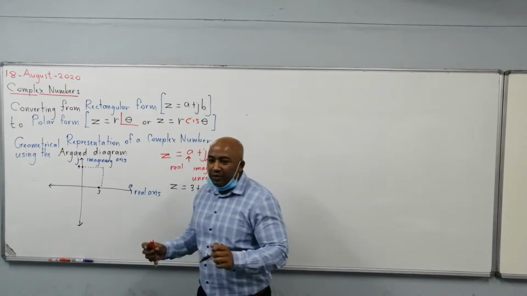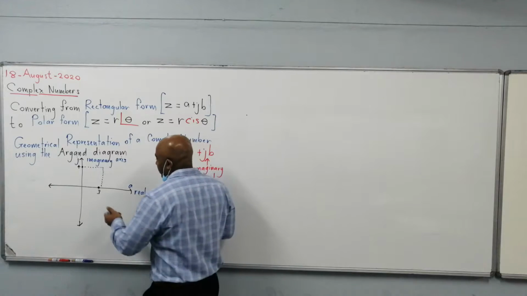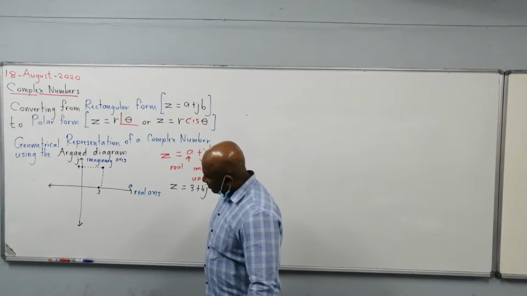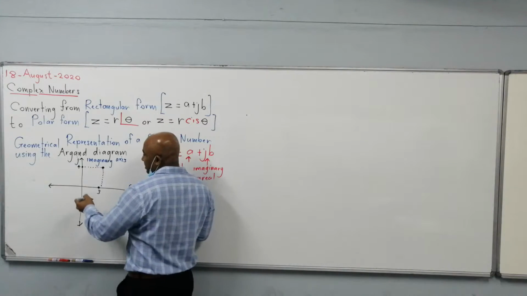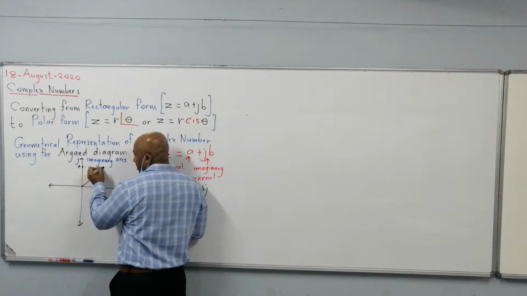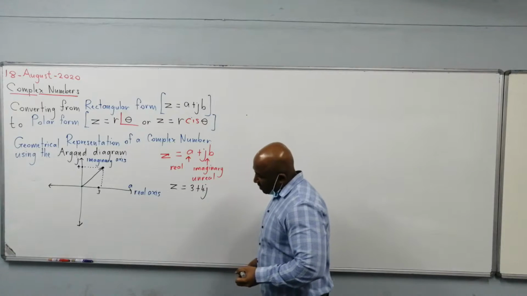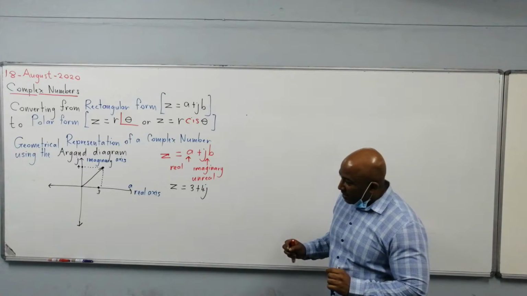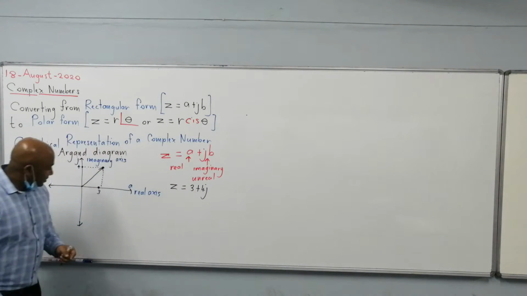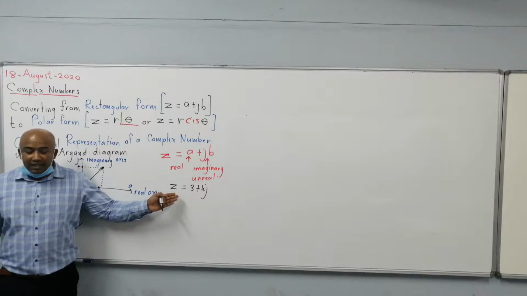Now this point 3, 4 is like marking off a coordinate. x is equal to 3, y is equal to 4. So here is your point. Now you take your ruler and you draw a line straight from the origin to this point with an arrow, because this is going to have magnitude and direction. You could be in the first quadrant. This is an example of a complex number in the first quadrant.